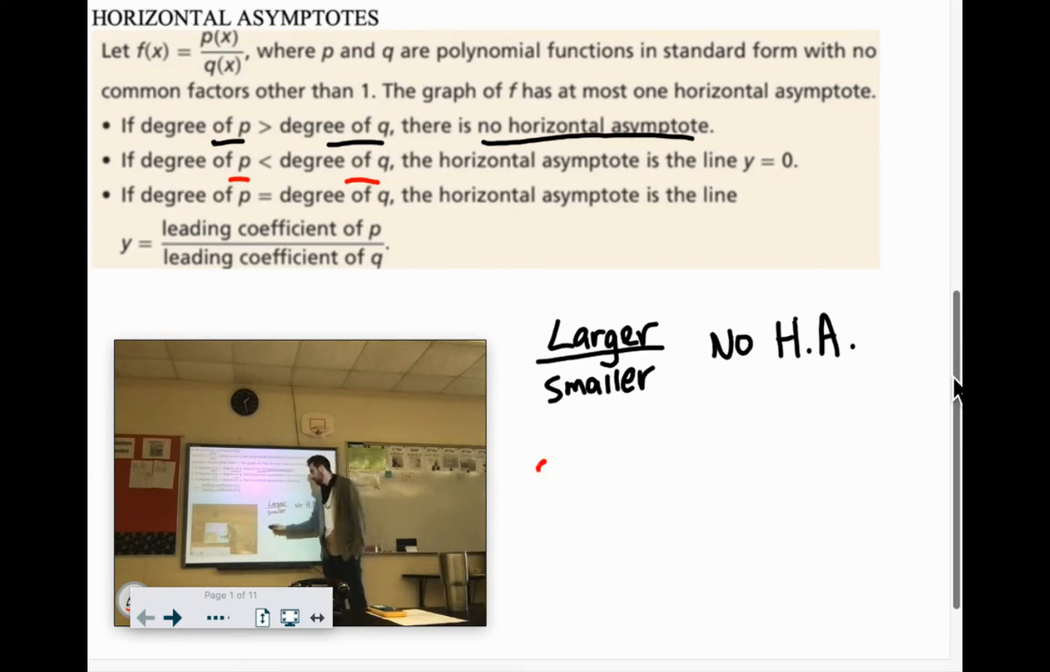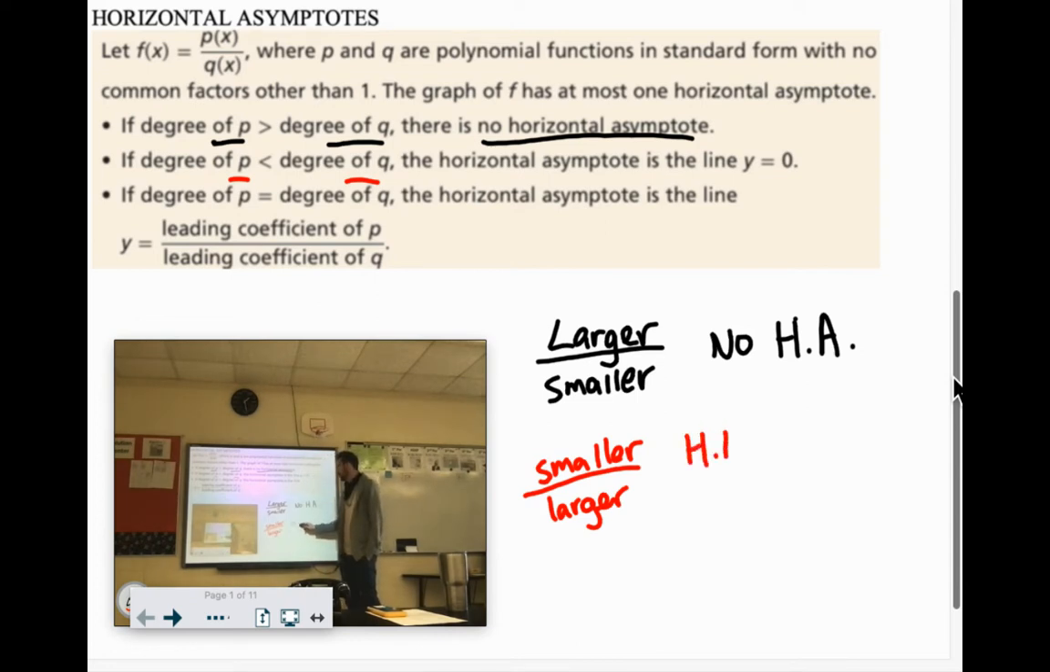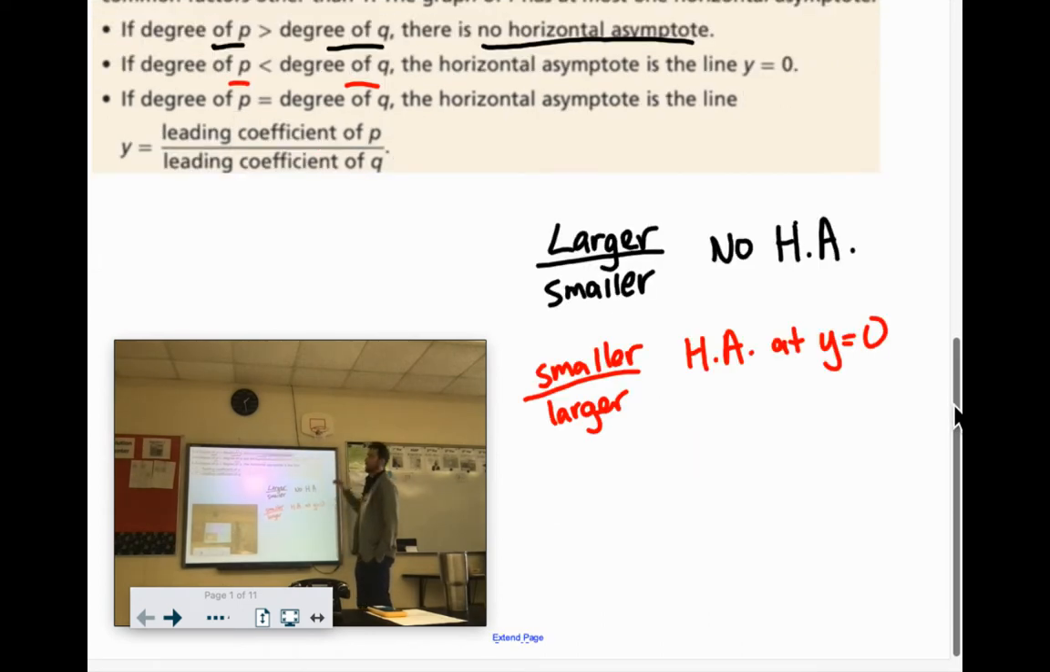So if it's smaller degree over a larger degree, then the horizontal asymptote is at y equals 0. And the last one is probably the toughest one. If the degree is equal on both of them, so they're both to the second degree or anything. So let's say equal over equal.